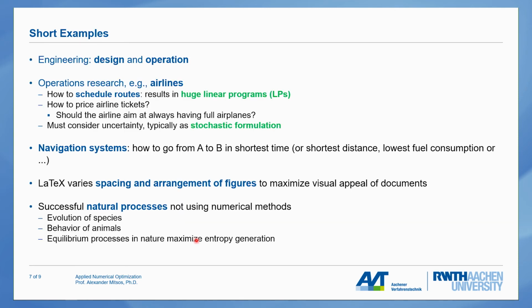To make things a little more specific, I give you a few examples. I already mentioned design and operation in engineering, and in a following short video, I will show you some actual examples of that. Another prime example of optimization is operations research for airlines. Airlines face a lot of competition among them, so they have to be efficient. So they have to schedule their routes in a very clever way. And they do that by solving really big linear programs.